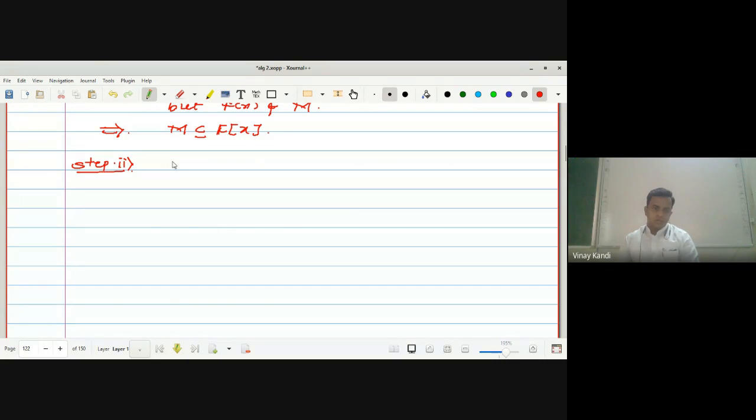Okay, so in step 2 we have to claim that this M is generated by P of x. Okay, this M is generated by which P of x? That is, M is equal to the ideal generated by the element P of x, and that P of x belongs to capital F of x.